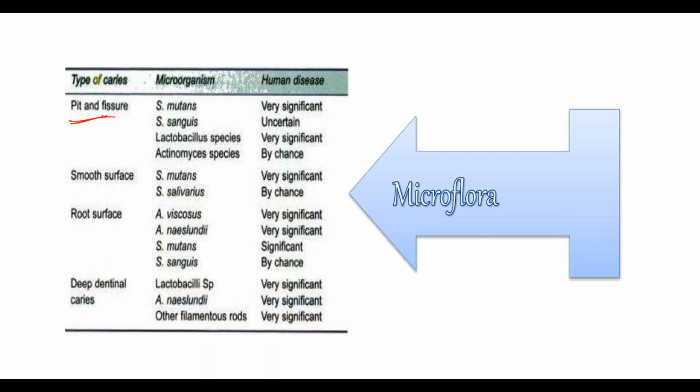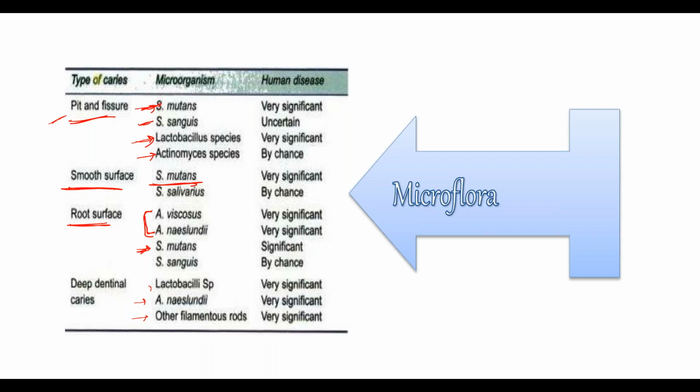If you have pit and fissure caries, you will mostly find Streptococcus mutans. S. sanguis is mostly not found. Streptococcus mutans and Lactobacillus are the significant species found. Other than that, Actinomyces is also common. In smooth surface caries, Streptococcus mutans is the major bacteria present. In root surface caries, Actinomyces are the significant bacteria, and Streptococcus mutans can also be seen. In deep dentinal caries, Lactobacilli, Actinomyces, and other filamentous species are found.